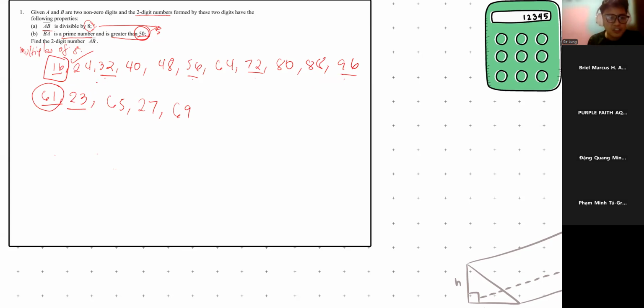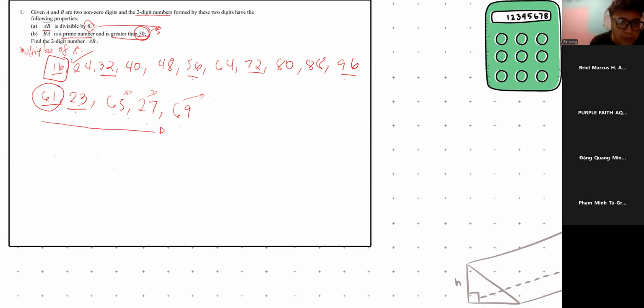And then we interchange them and check whether it is a prime number. So 61, 23, 65, 27, and 69. The only prime numbers among these are 61 and 23, right? 65 is not a prime, 27 also is not a prime, 69 is also not a prime. So we only have 61 and 23.